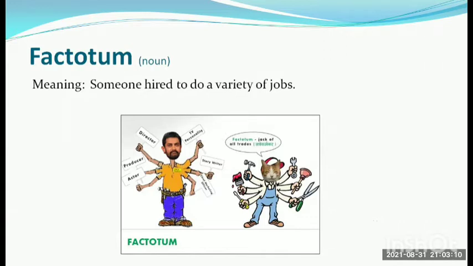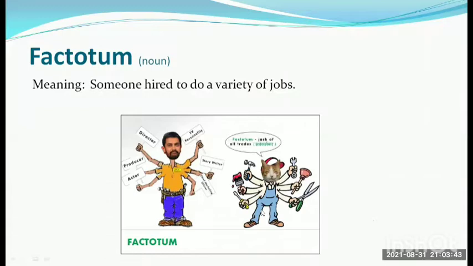So now you can see some pretty cartoons here. Here we have Aamir Khan, and Aamir Khan can do acting, producing, directing. He is a TV personality. He does story writing. He also does some marketing. See, he does multiple jobs, a variety of jobs. So he is an example of a factotum. Remember, someone hired to do a variety of jobs.